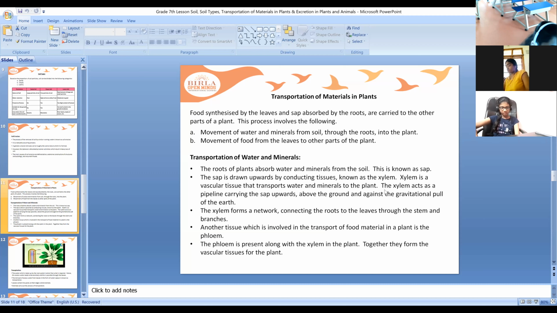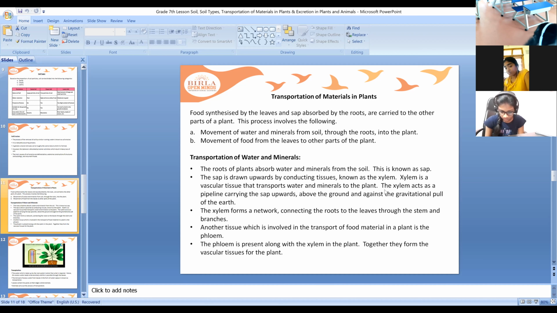So from where do they take in the water? What is the organ from which they take in the water? Plants usually take up the water from? Soil. Soil with the help of? Roots. Good. Yes, roots. So roots help them.